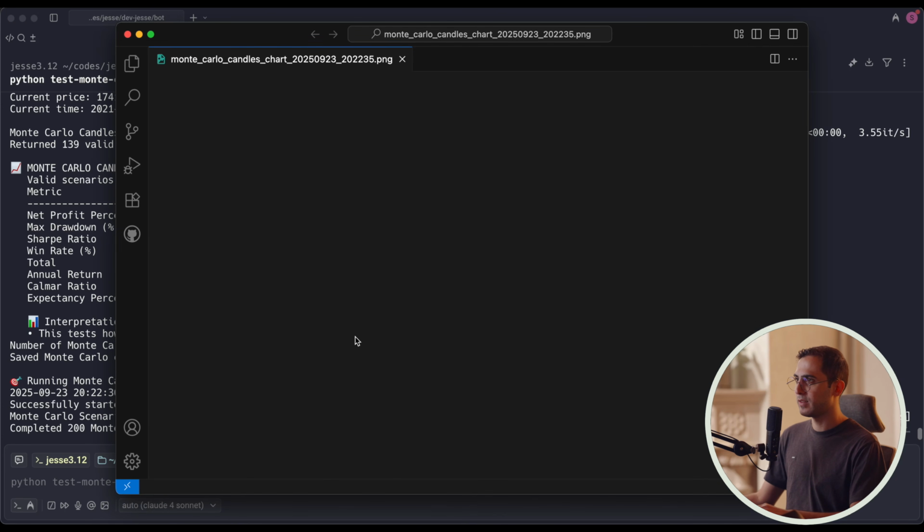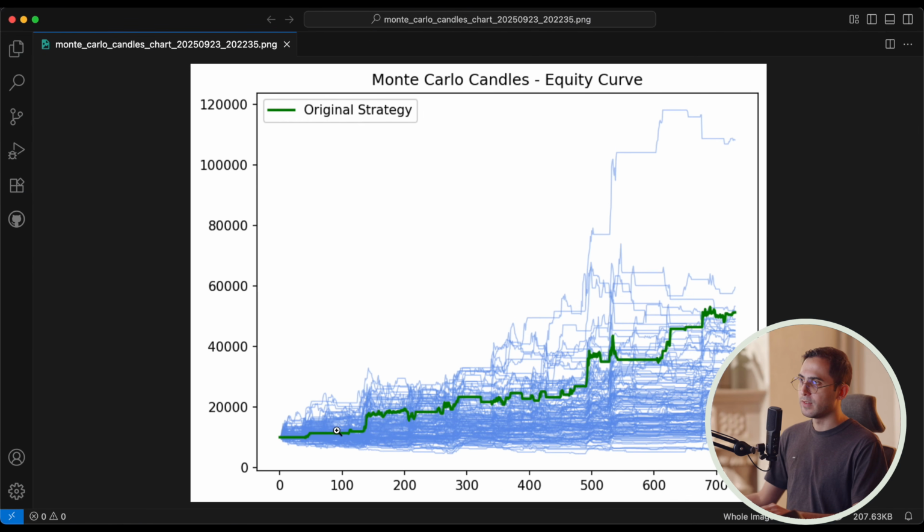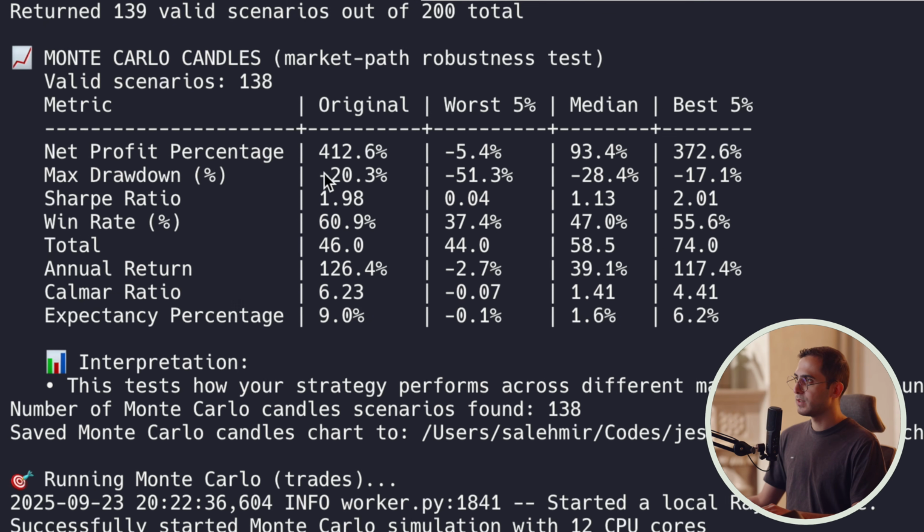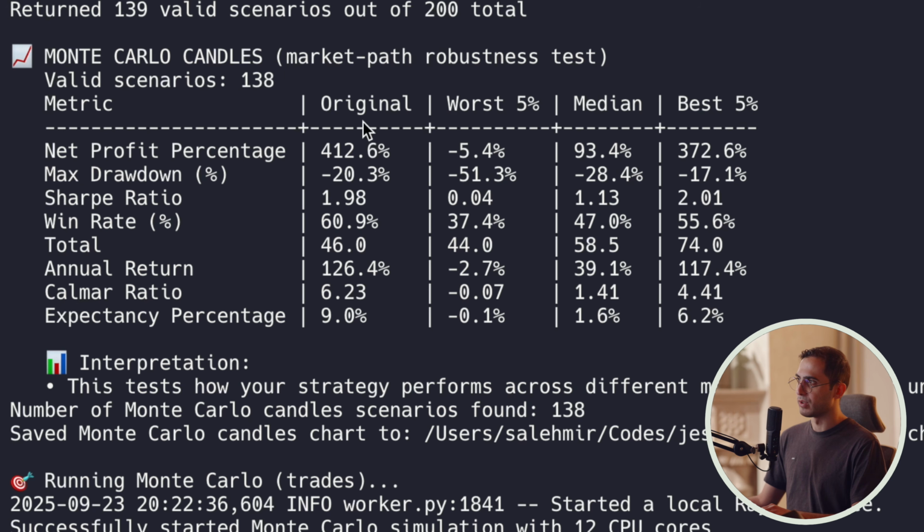So let's take a look at this. This would have been the original backtest, and these would have been the simulations. So the ending number isn't really great, but if you take a look at here, many of the simulations were actually doing better. So it's definitely good enough. Now let's read the table, and you see the max drawdown was minus 20% for the original. We already showed that earlier.